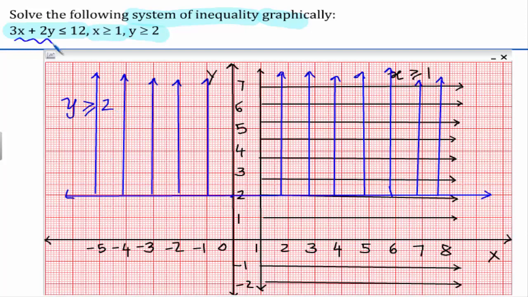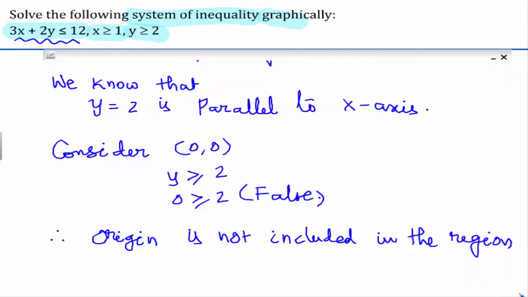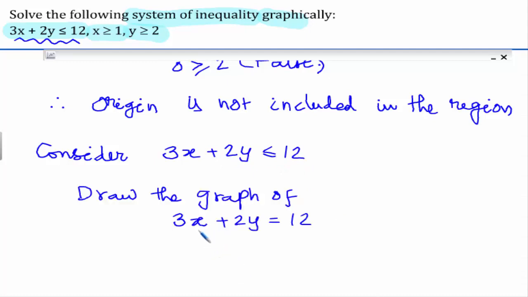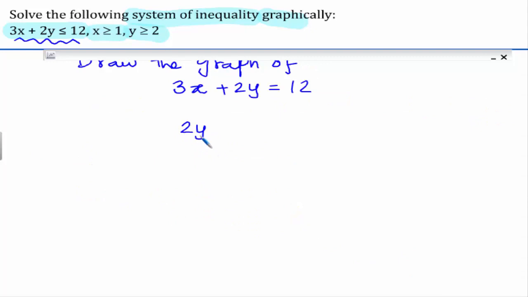Now we have to draw the graph for the third one. So let us consider the third inequality, that is 3x plus 2y less than or equal to 12. Now we need the graph of 3x plus 2y is equal to 12. That is 2y is equal to 12 minus 3x. This time y is equal to (12 minus 3x) by 2. Now let us prepare the table to draw the graph.